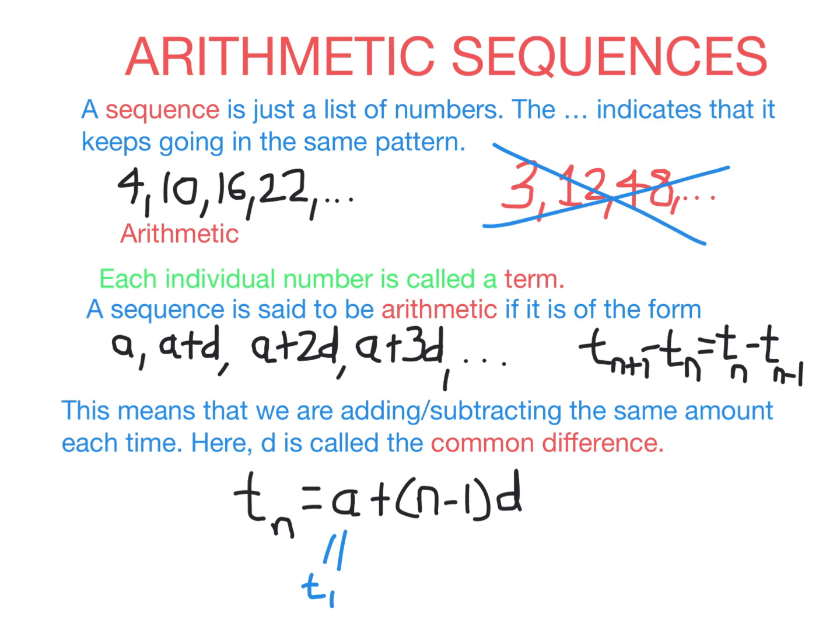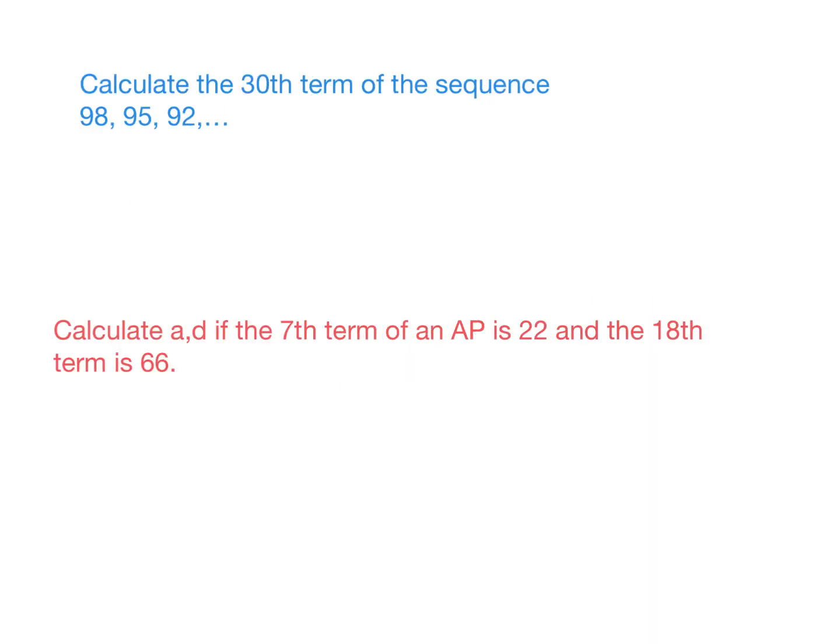All right, let's look at an example. Let's calculate the 30th term of the sequence 98, 95, 92. This here is an arithmetic sequence because we're adding or subtracting the same amount each time. The common difference here is -3. If you want to figure out the common difference, you just take any term and subtract the previous term. 92 minus 95, 95 minus 98, you get -3. So clearly, A, the first term, is 98.